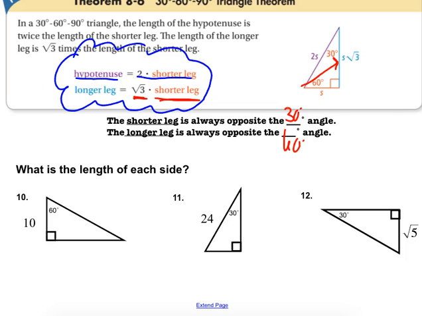What is the length of each side? So first let's decide what information did they give us. So they told us this side right here is 10. Now what leg is that? Well, it's across from my 30-degree angle, so it's my short side.